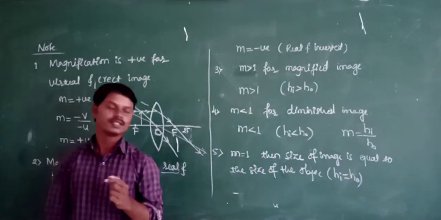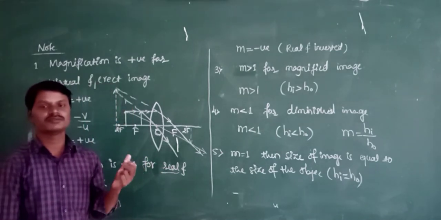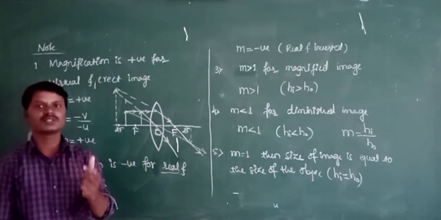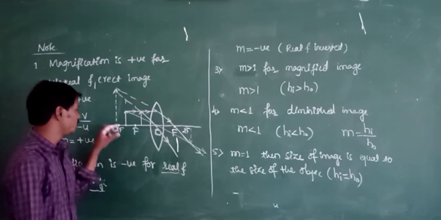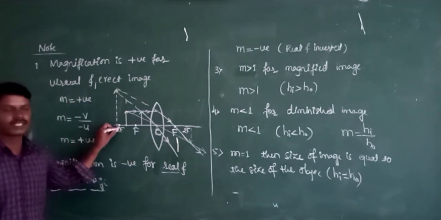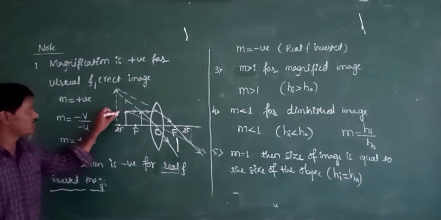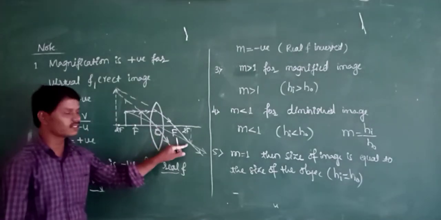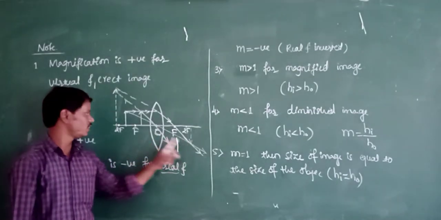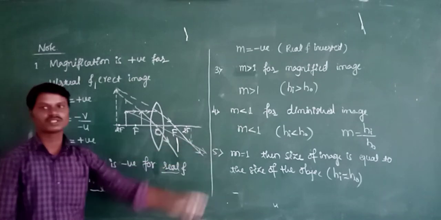Okay. So at what position of the object will we get magnification -1 in case of a convex lens? At the position 2f. See here, when the object is at 2f, where will its image be formed? That is also at 2f. Here the object distance and image distance are both equal.